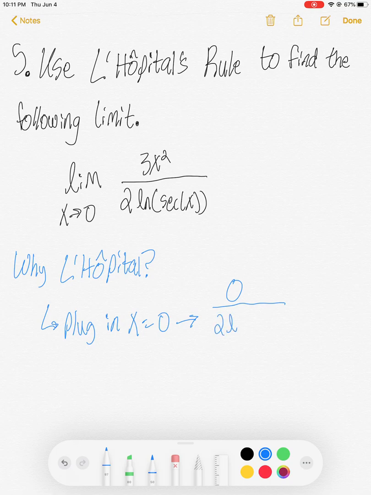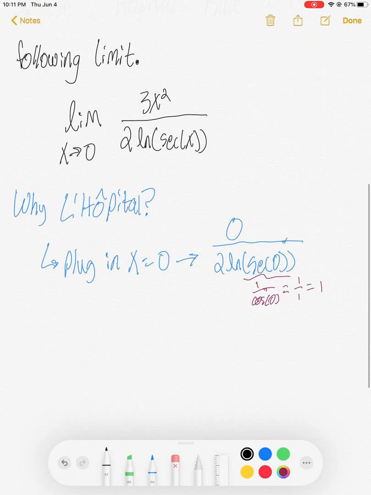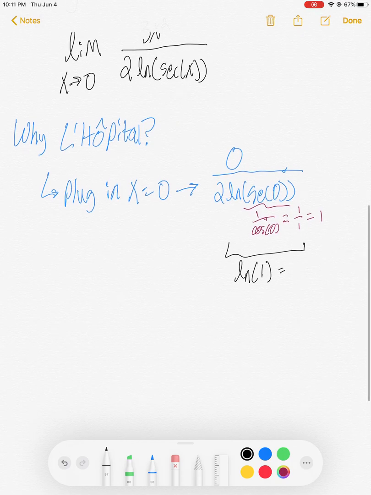Well, if I plug in x equals 0, then my fraction becomes 0, right? 3 times 0 squared. Now this denominator, this is going to be a little bit trickier, so let's see. So 2 ln secant of 0. Okay, well, secant of 0 is just 1 over cosine of 0. And cosine of 0, we know, is 1. So that's 1 over 1. So that's 1. And now I have ln of 1.